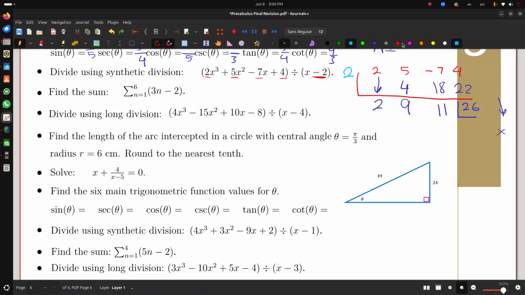Okay, what is the answer after making all of these numbers? We know the algorithm, so how to write the answer. The answer will be the difference between the highest degree for the dividend and the highest degree in the divisor. So 3 minus 1 is 2. So this one is the coefficient for x power 2.